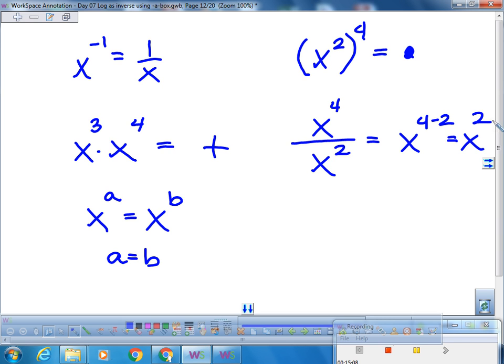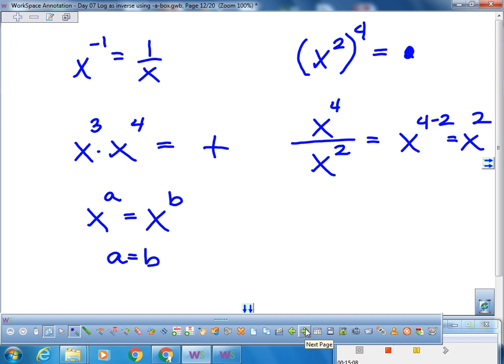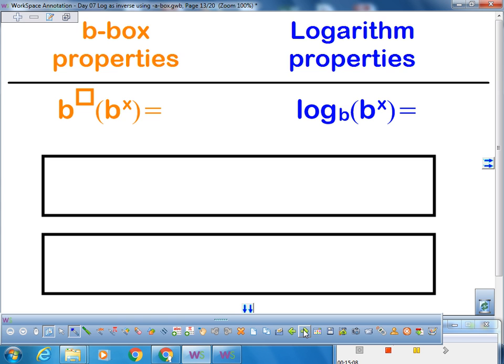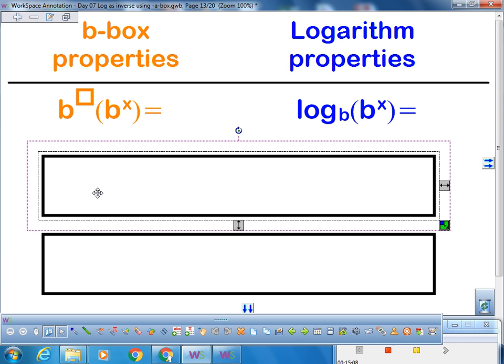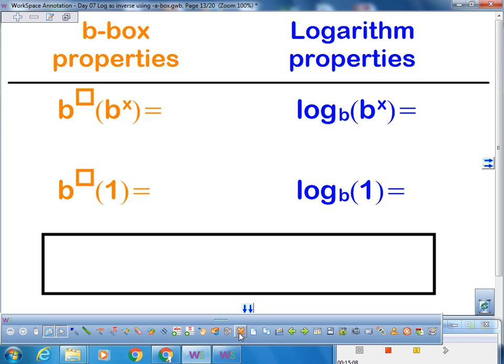This one, negative exponents make positive fractions. We learned that, right? We've just used all of those a lot, correct? Okay. So we're calling this the B box. Yes, fractional exponents. So here we go.